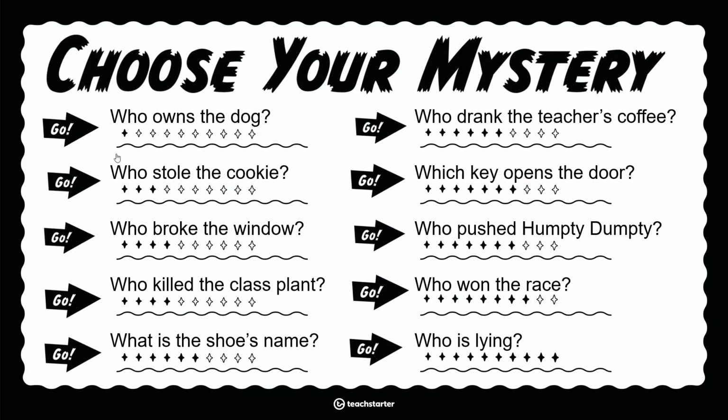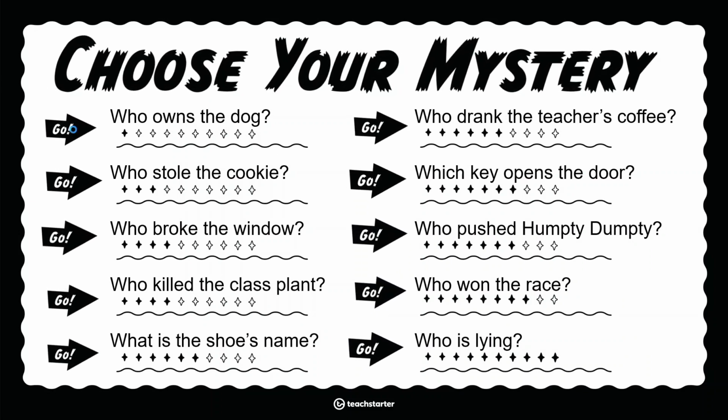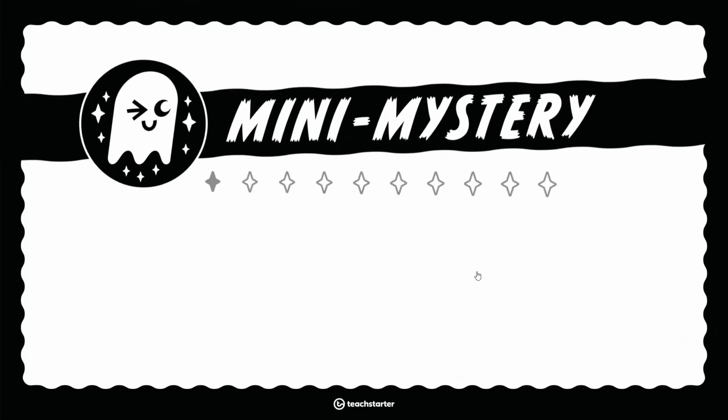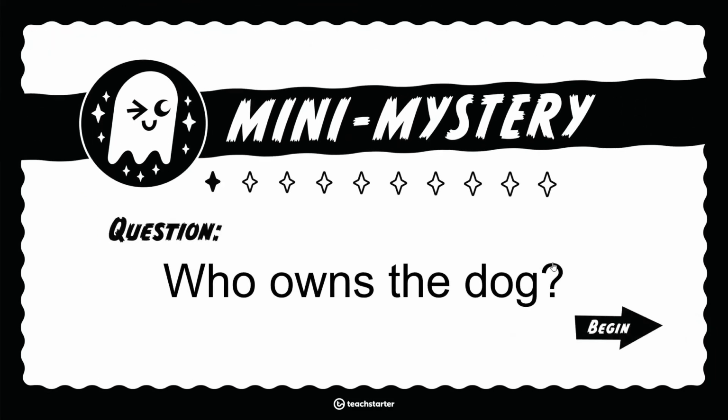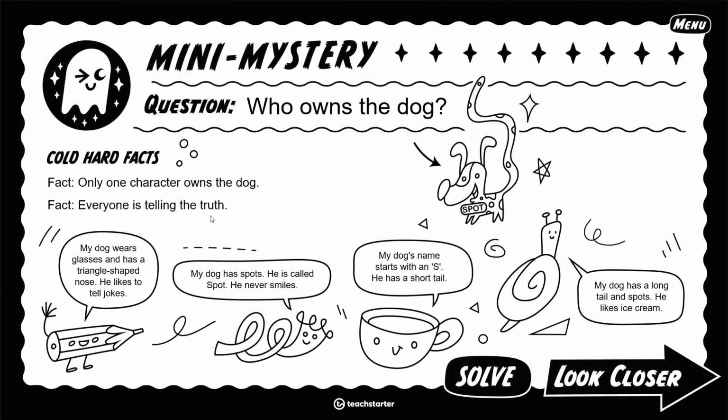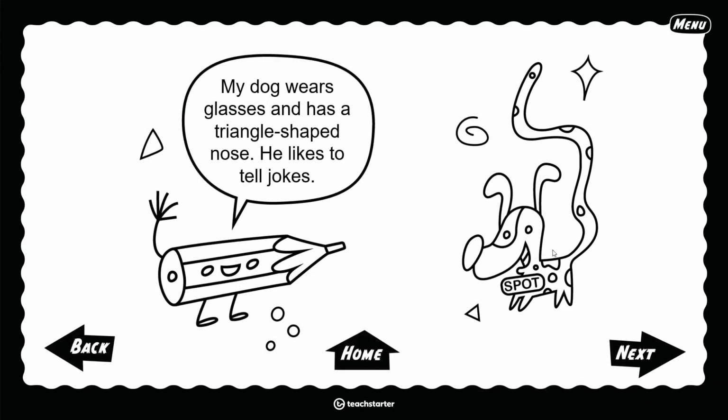So we'll start off with just who owns the dog. You can click the go button. Starts up with a big introduction animation and the question. Click begin, and we get given a set of suspects and their statements. We can click on the look closer button and go step through each statement one at a time.